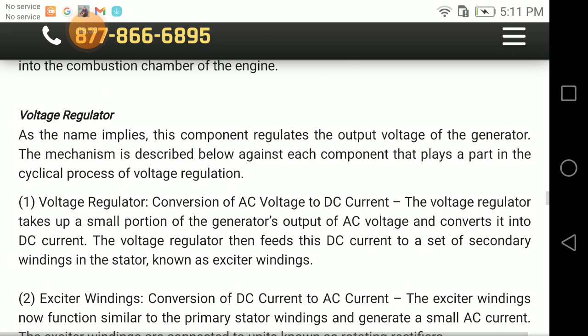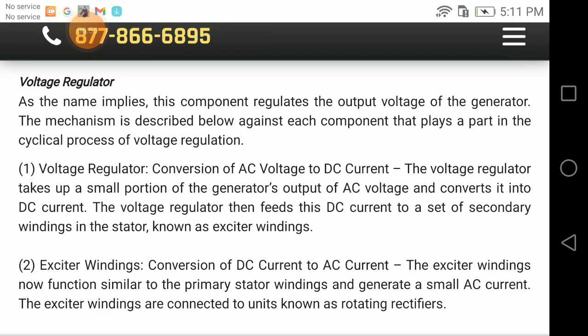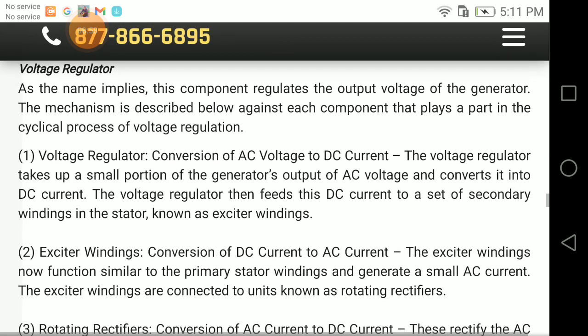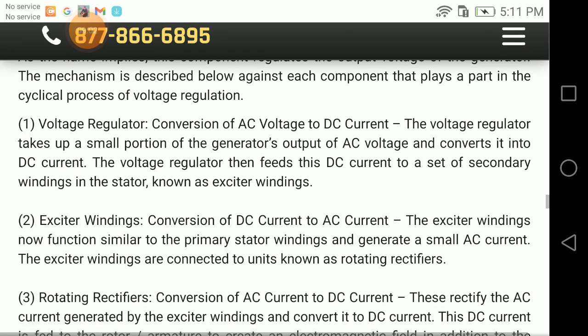Voltage regulation. As the name implies, this component regulates the output voltage of the generator. The mechanism is described below against each component that plays a part in the cyclical process of voltage regulation.